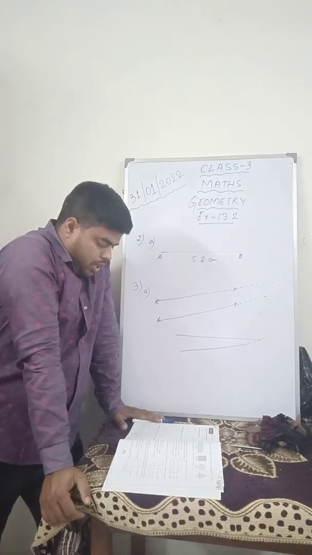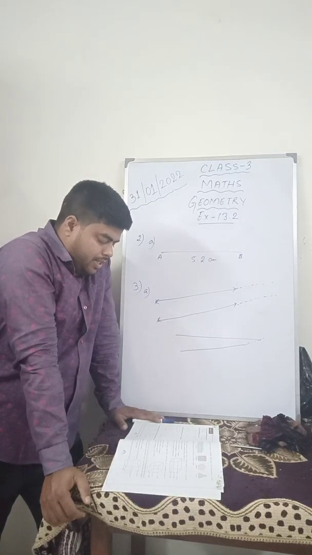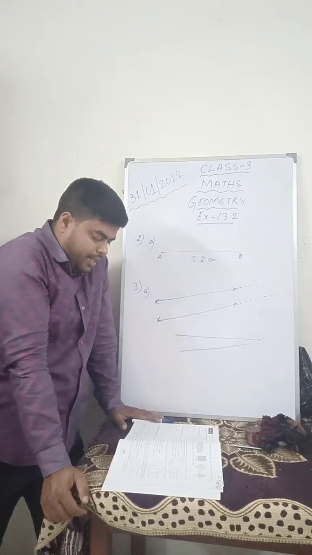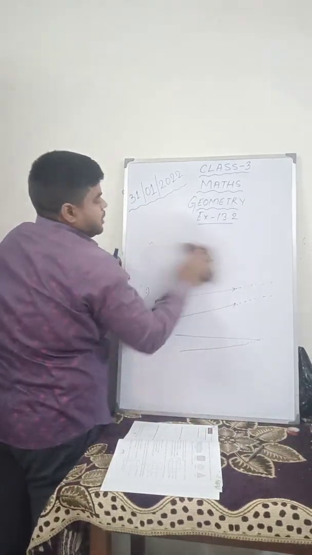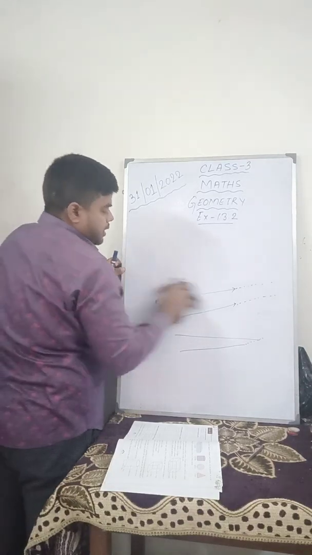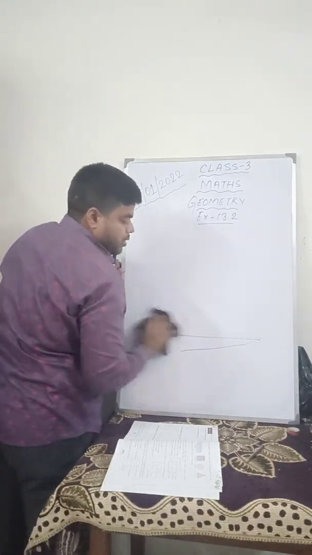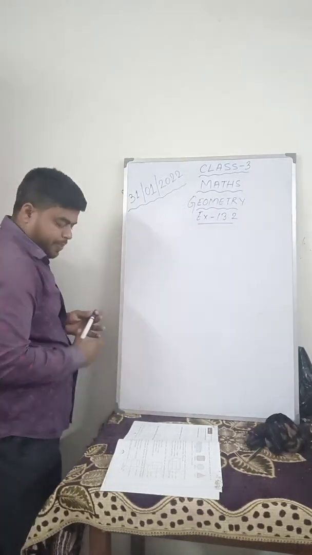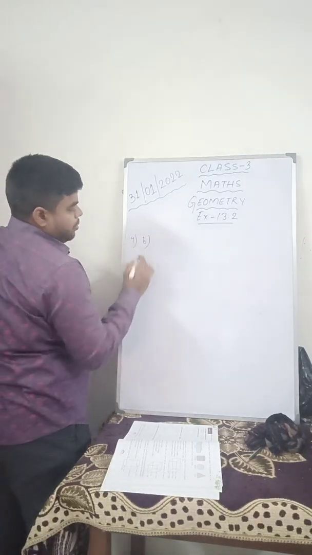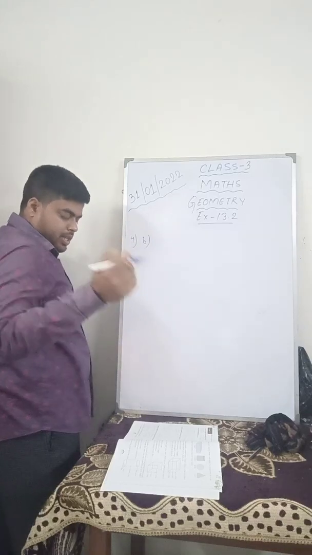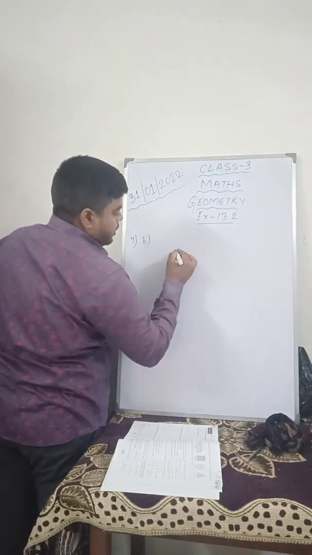Number 4, identify the parallel lines in these figures and write their names. So let me do one for you. You have to identify the parallel lines. That means to think which lines are parallel. Suppose let me take number 4b, because A and C you can do by yourself. Let me draw the figure.